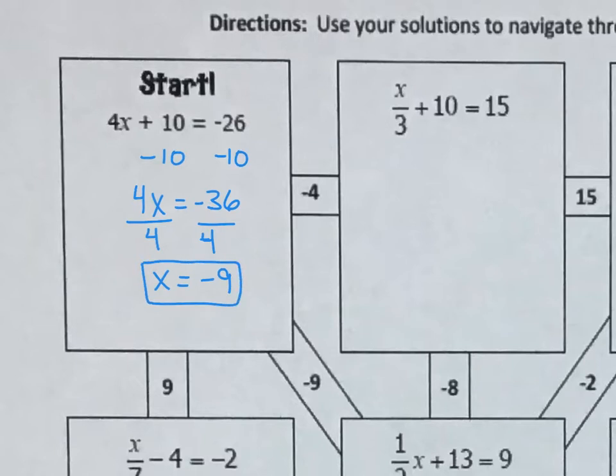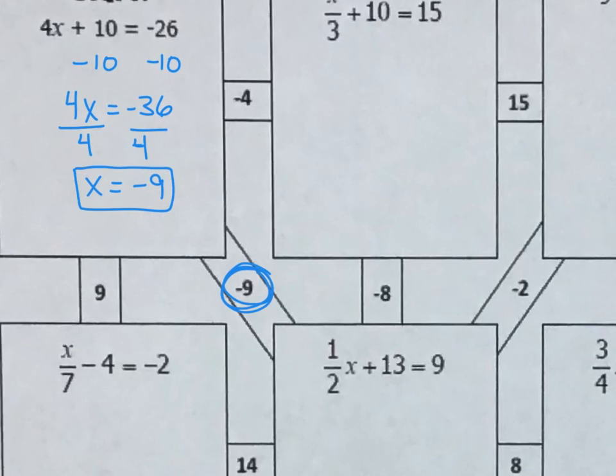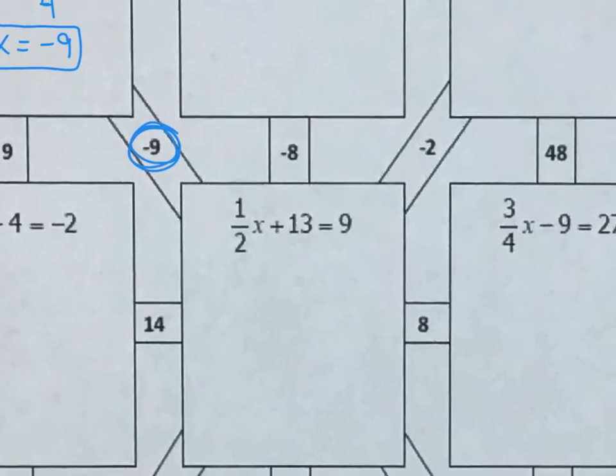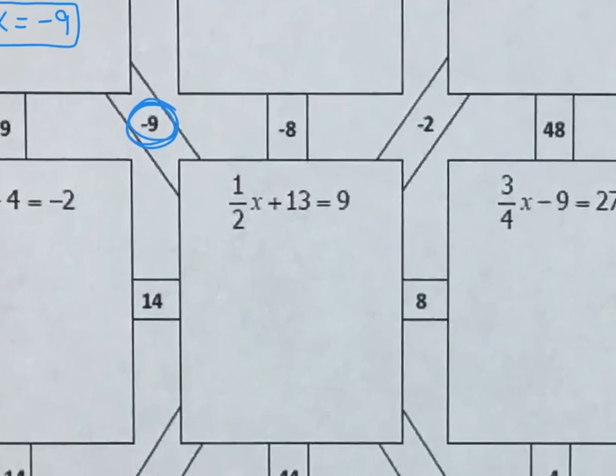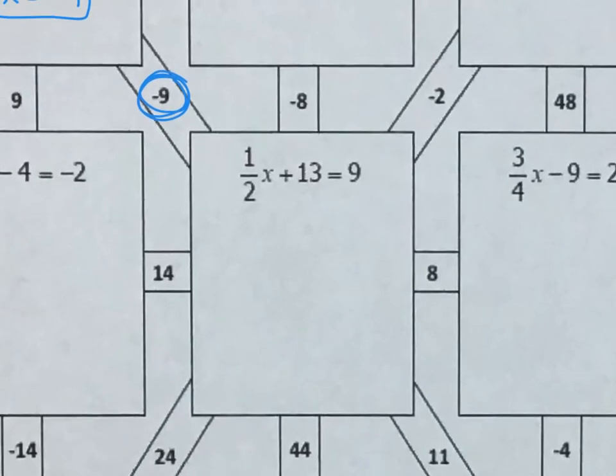So the way we do this assignment is we follow the maze. If our answer is negative 9, then we come down here to negative 9 and we follow the direction and go on to that problem. If our answer was negative 4, then we would move to that problem on the right. If our answer was 9, we'd move to the problem on the bottom. In this case, our answer is negative 9, so we move over to this box with the negative 9 direction. So I'm going to do one more of these with you and then you're on your own.